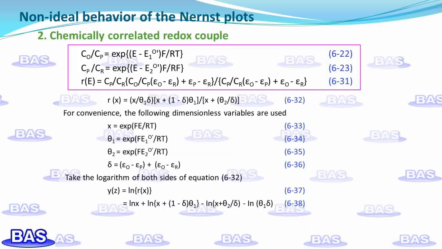Substituting equations 622 and 623 into equation 631 and simplifying, we obtain the following. In this way, the concentration ratio of each component in equation 631 is obtained using an appropriate potential and concentration ratio. For convenience, the following dimensionless variables are used. Taking the log of both sides of equation 632, we get equation 638, which will be mentioned later.